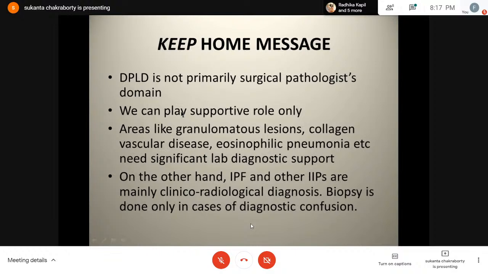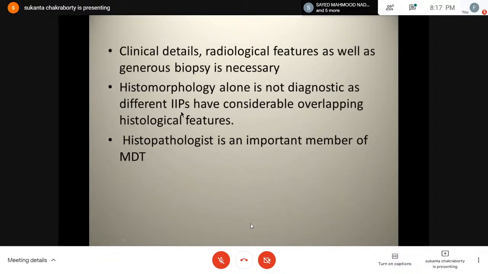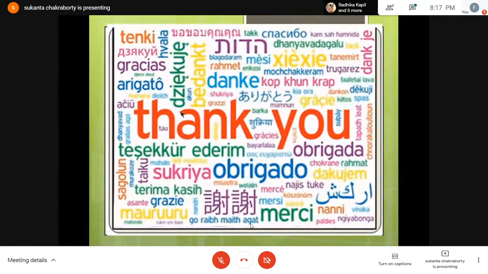And on the other hand, IPF and other IIPs are mainly clinico-radiological. And biopsy is done only in cases of diagnostic confusion. Clinical details and radiological features are absolutely necessary, as is a generous biopsy. Histomorphology alone is not diagnostic at all, and many IIPs have overlapping histological features. So, what a surgical pathologist can do is be an important member of the multidisciplinary team only. With this, I conclude my discussion on interstitial lung disease. Thank you all very much.